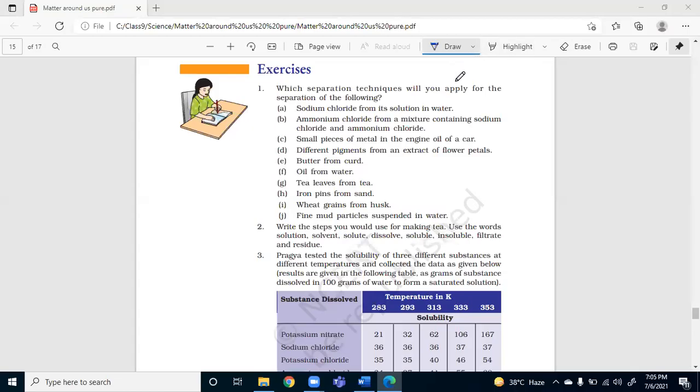Which separation technique will you apply for the separation of the following? Sodium chloride from its solution in water. Ma'am, evaporation. You are correct. So for sodium chloride from its solution in water, we will be using evaporation.